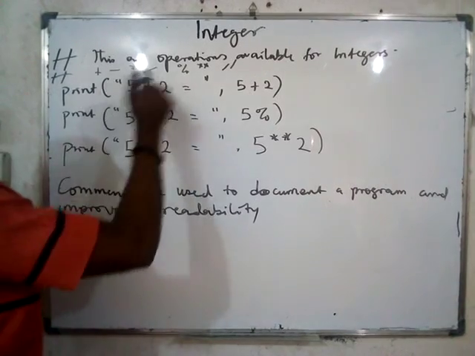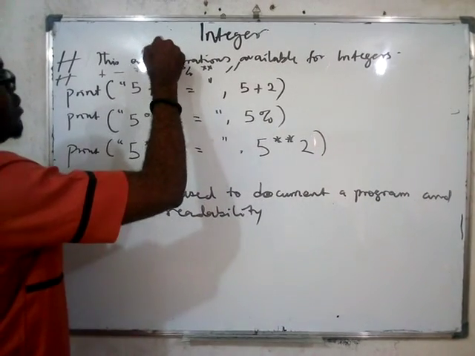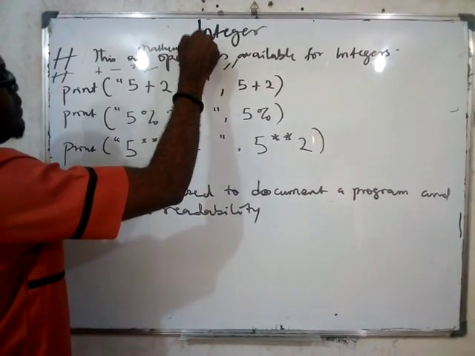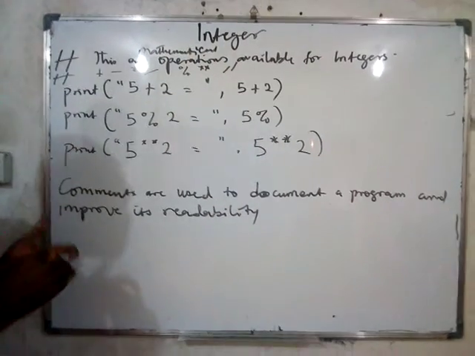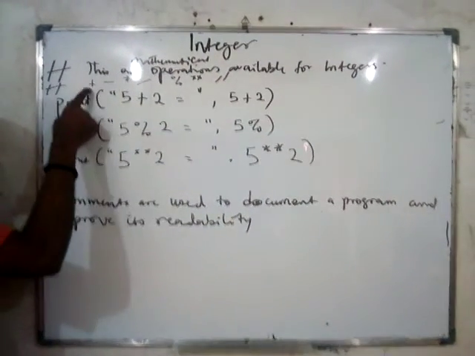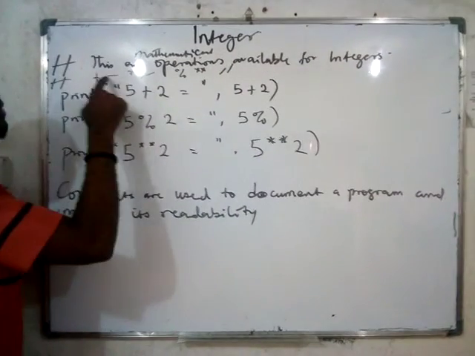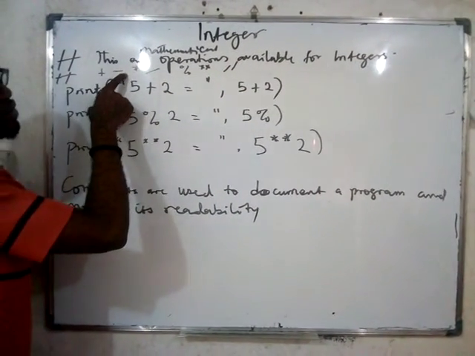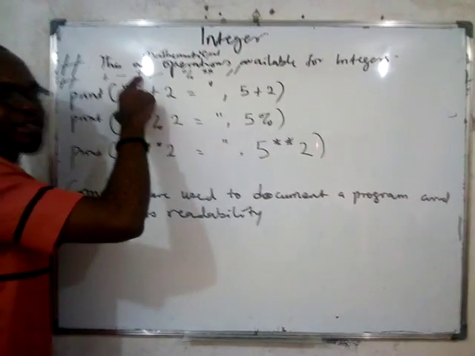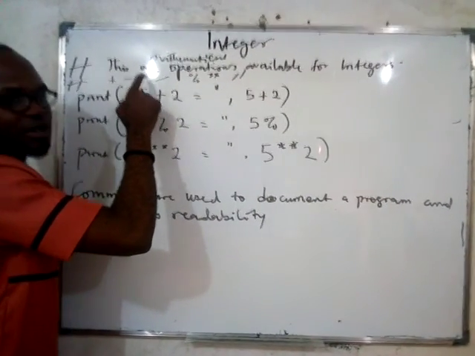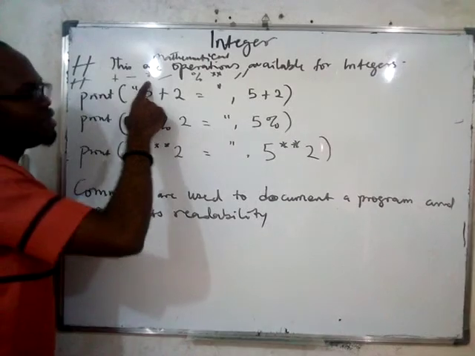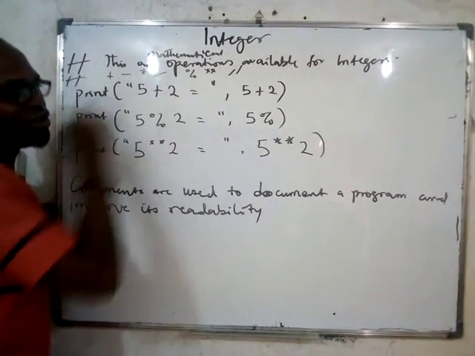So these are the mathematical operations available for integers. Number one is plus, which is what I demonstrated here, 5 plus 2. Number two is minus. Number three is times. If you want to put times or multiplication, this is how you represent it. This is division. This is modulus.